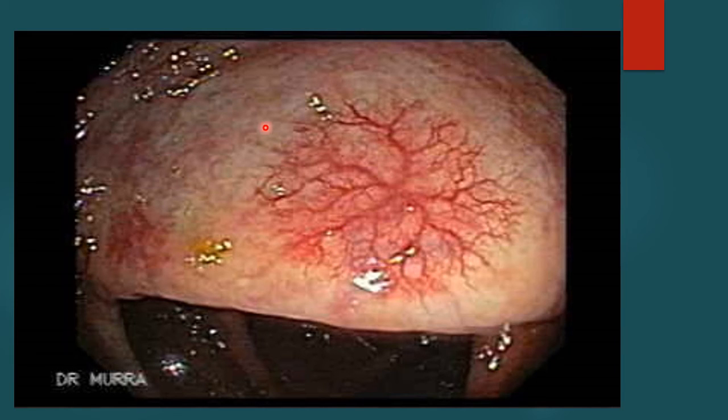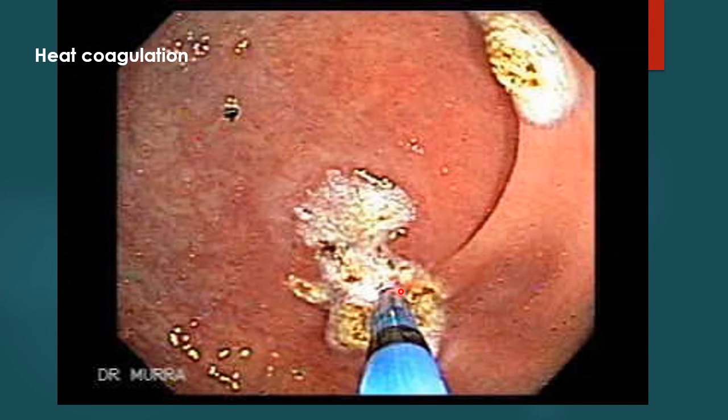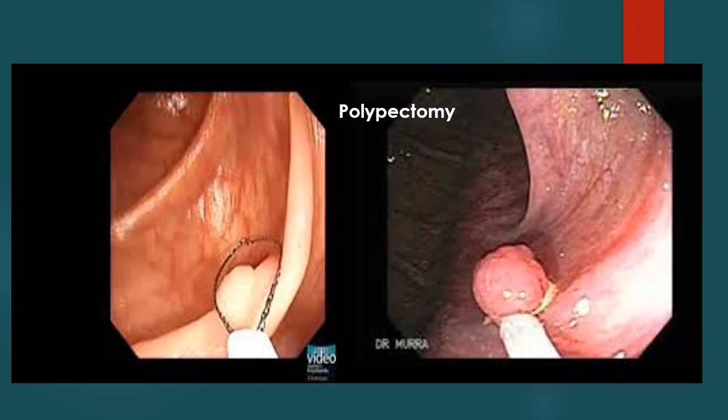And this is angiodysplasia, and these are dilated veins which can be cauterized. The easiest way is to cauterize and stop the bleeding. Heat coagulation or cautery to stop the bleeding. And if it is a bleeding polyp, then colonoscopic polypectomy will be an ideal choice.